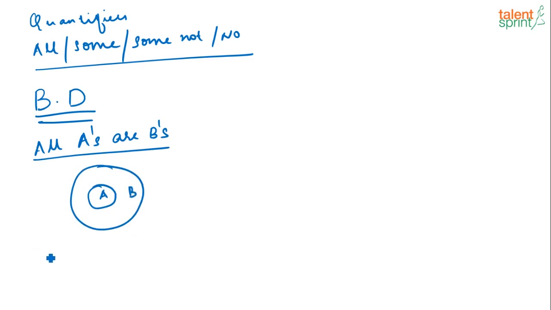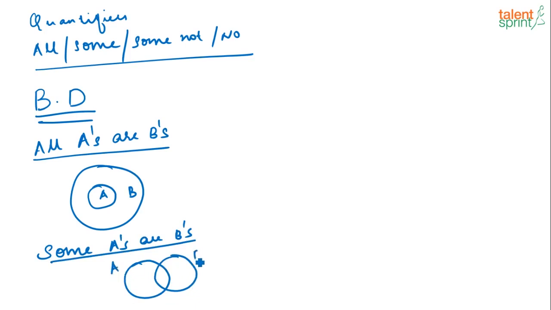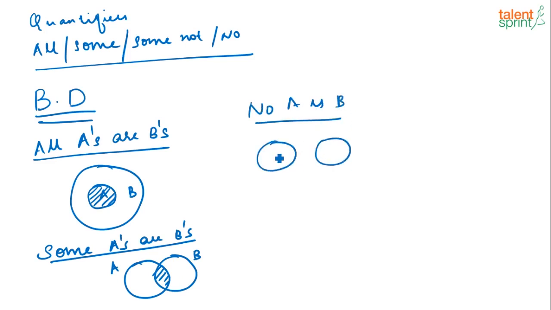Okay, similarly next, what are the other general quantifiers that come? Some A's are B's, right? So some A's are B's. How do you represent it in the basic diagram form? Some A's are B's. So this is how you represent it, right? Some A's are B's. So all A's are B's. So that is the required area, correct? Similarly, no A is B. So no A is B, how will you represent? No A is B. If A is a set, B is a set, both of them are disjoint, correct?